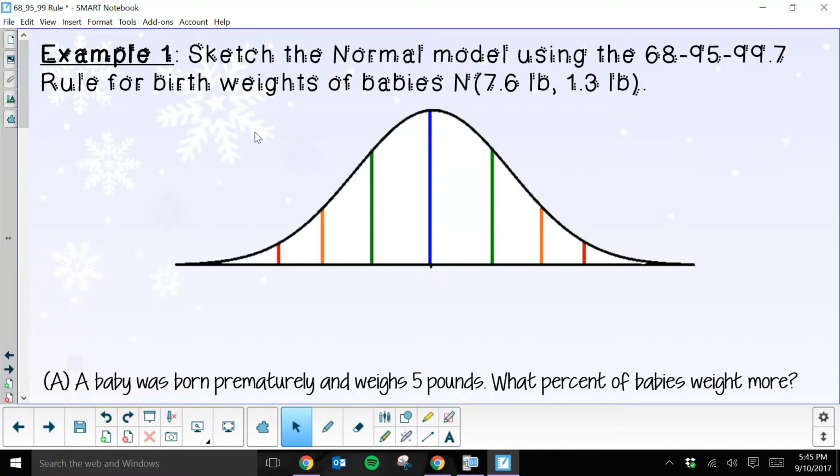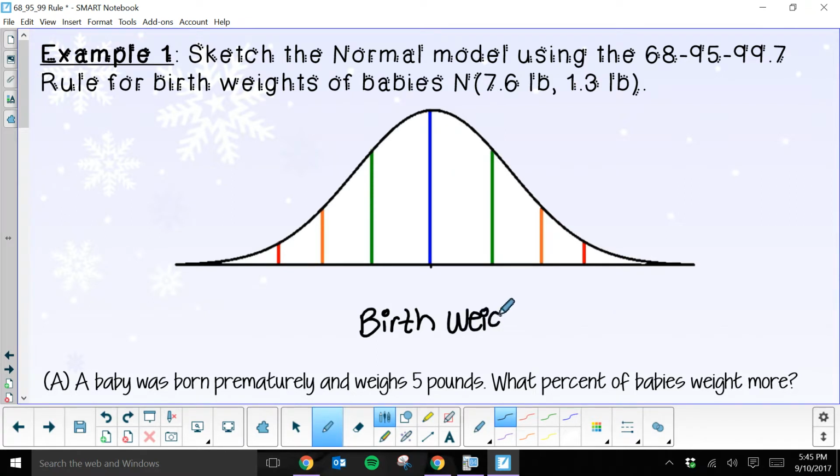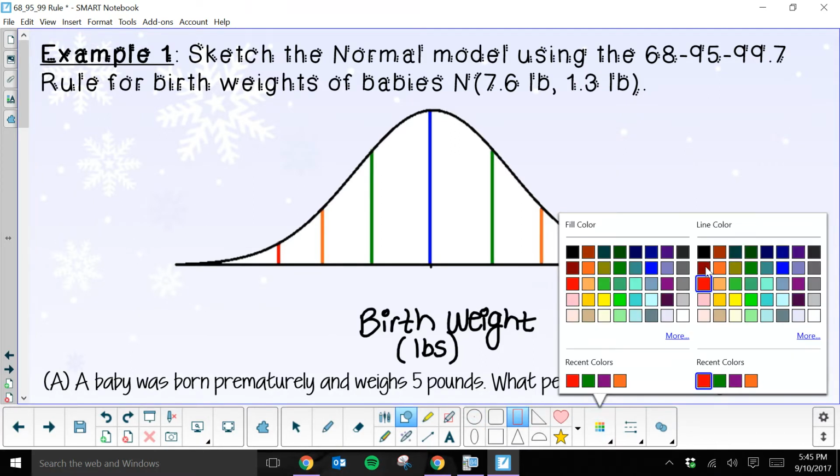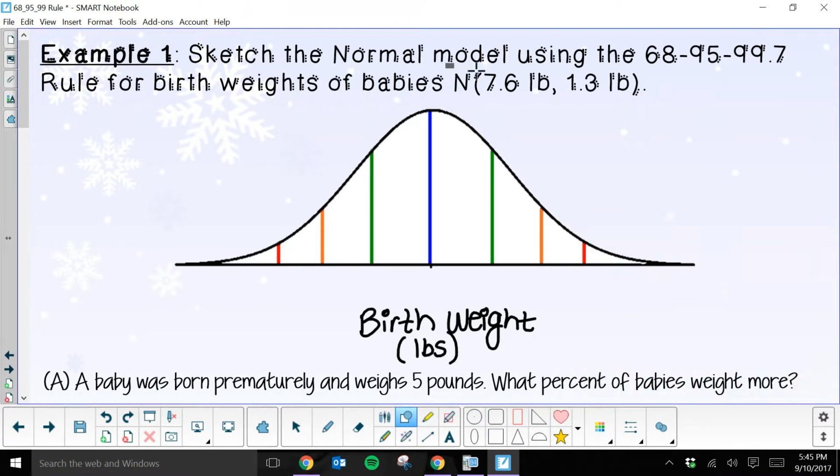So here's a normal model dealing with the birth weights. So I'm going to put birth weights. I need to always have a nice title because in statistics, we got to know what these numbers mean. And don't forget units. This one deals in pounds. Don't forget that. You'd be surprised how important that is. Well, this little box is probably going to be new to you. Draw a little box around this one right here.